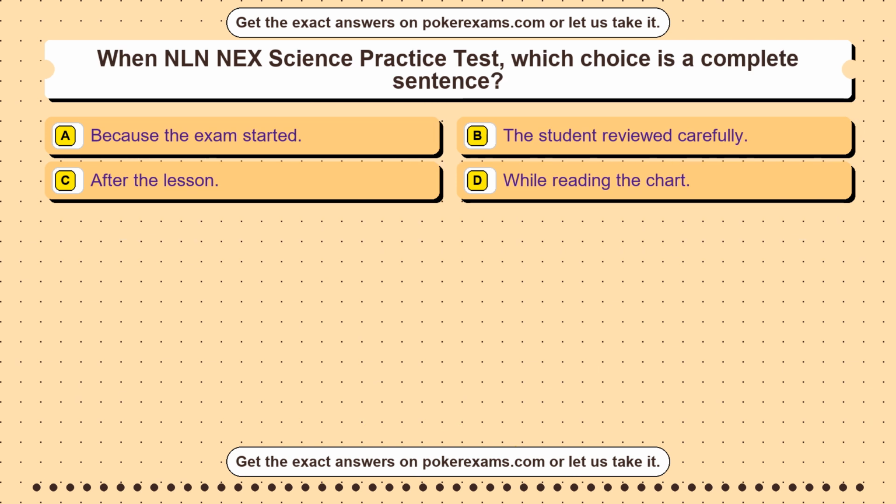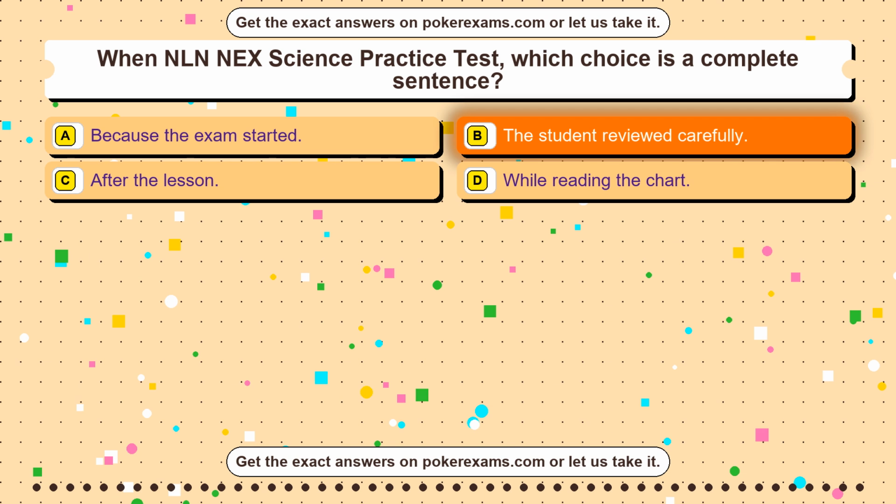Question 29. When Get RLA practice test, which value is the perimeter of a square with side 6? Option A 12. Option B 18. Option C 24. Option D 36. The correct answer is option B.